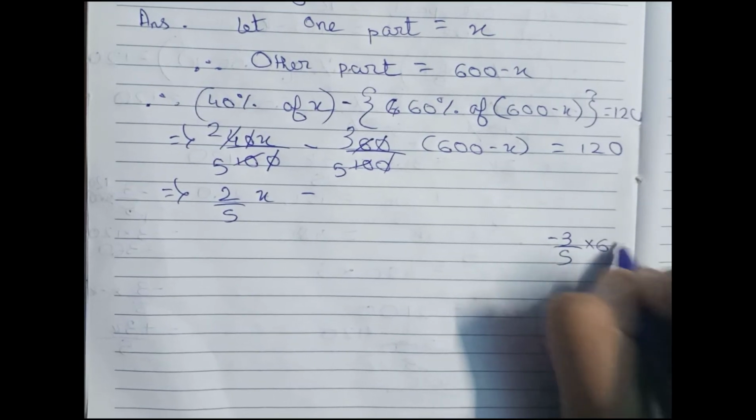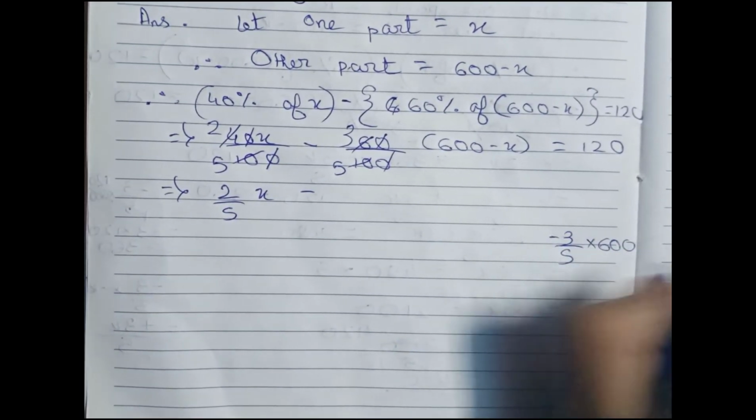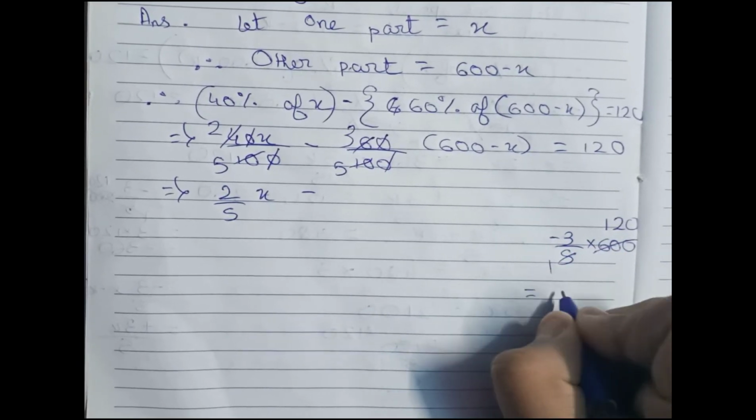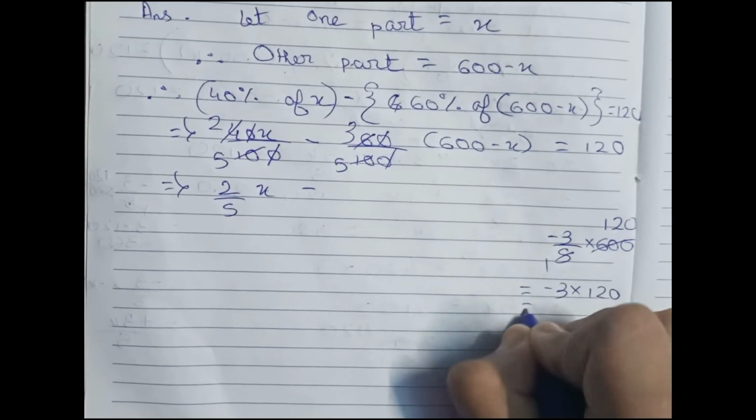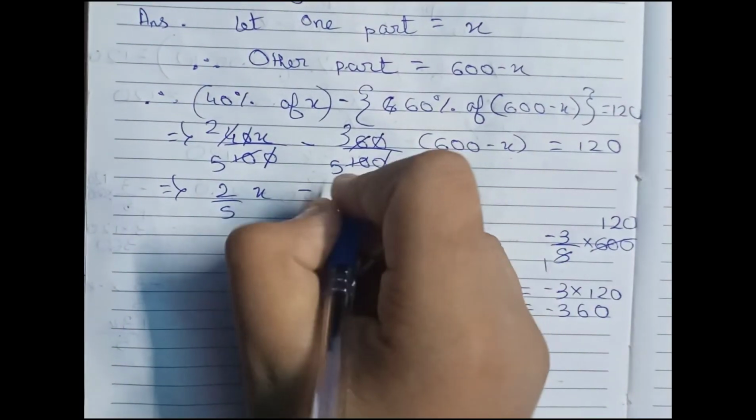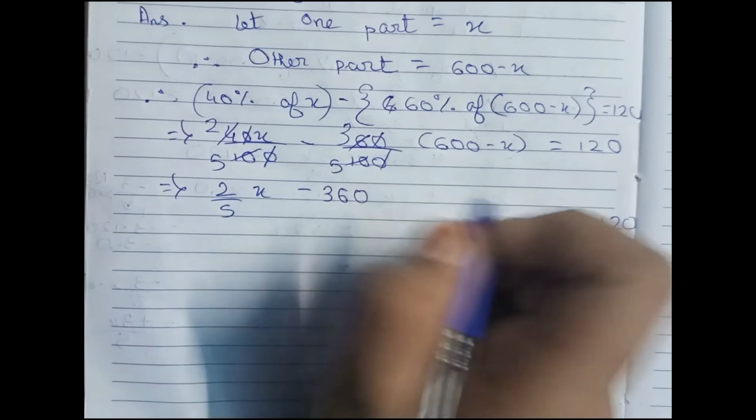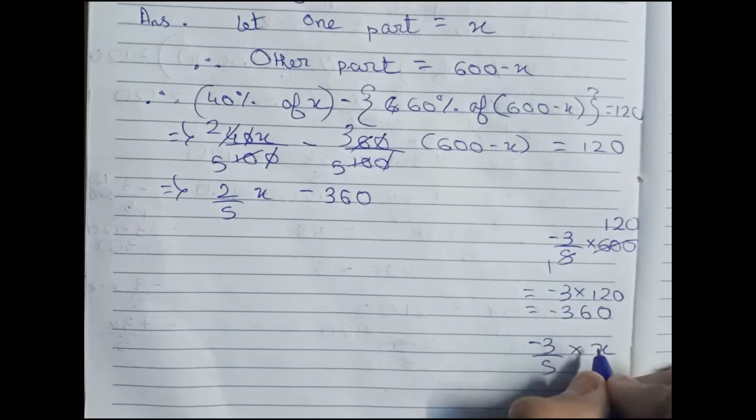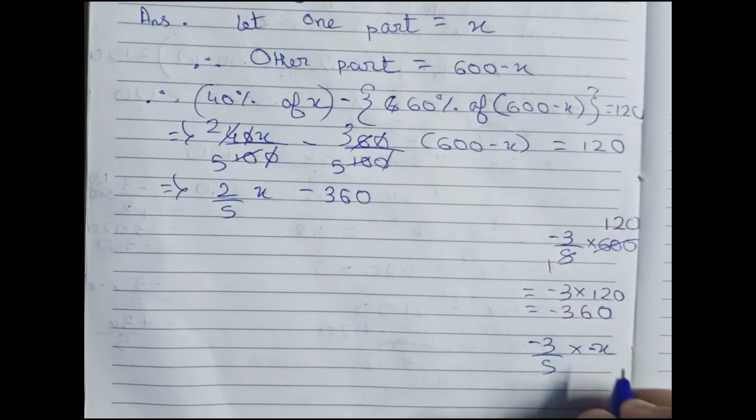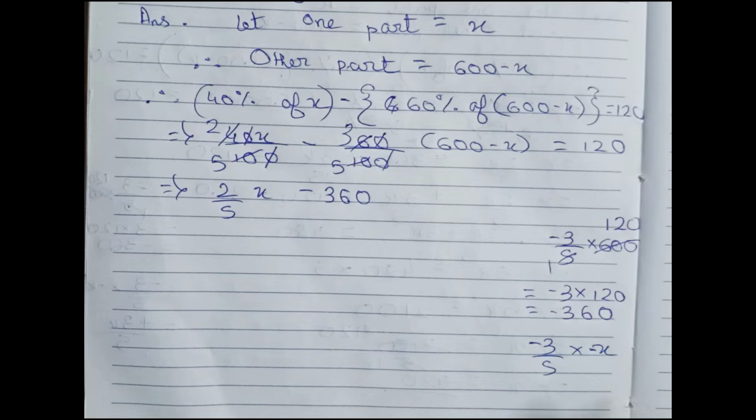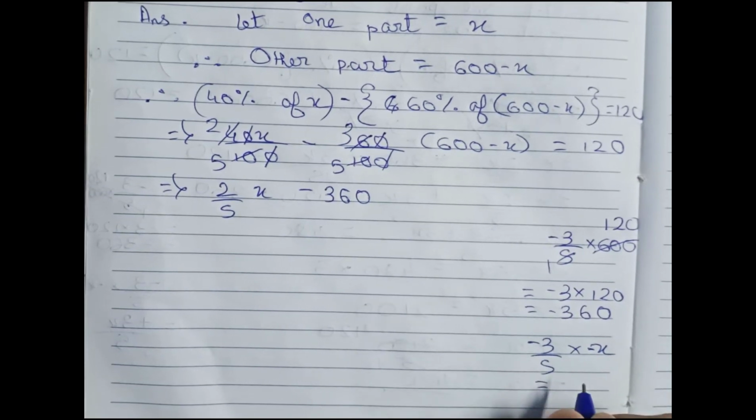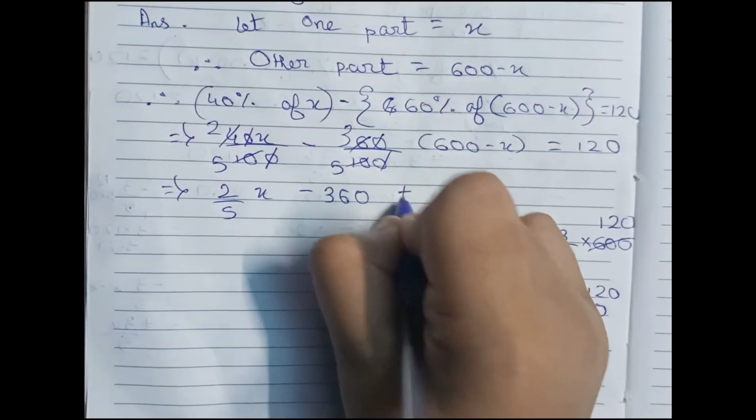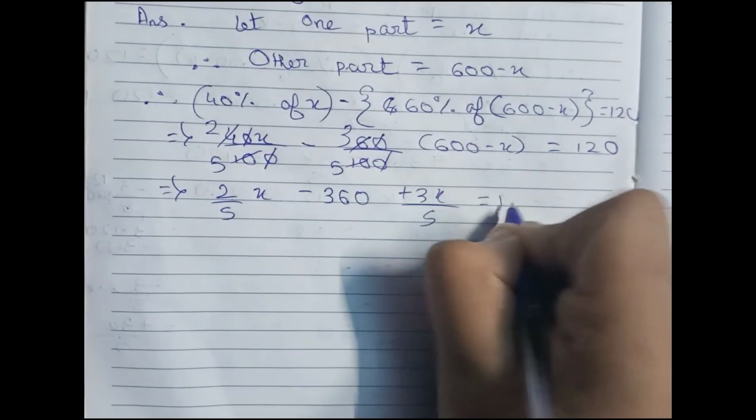The first term, by 600 we multiply, so it becomes minus 3 by 5 into 600. Now I cut it, that is 120. So it becomes minus 3 into 120, that will be minus 360. So I put it here, minus 360. And again minus 3 by 5 into x into minus x as given in the question. So minus 3 into minus x becomes plus, so it becomes 3x by 5. So plus 3x by 5 we put here equals to 120.